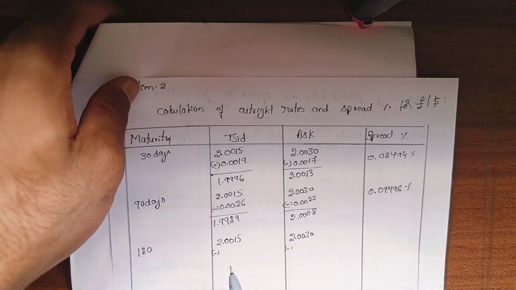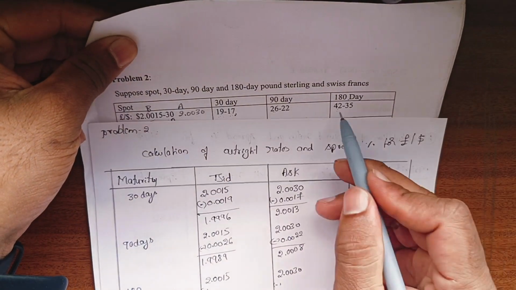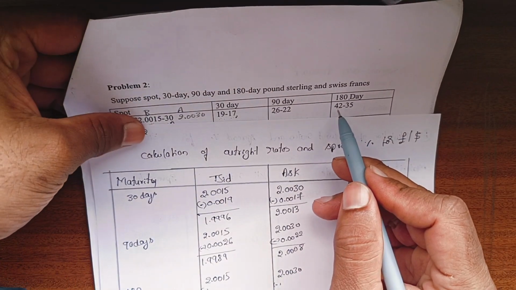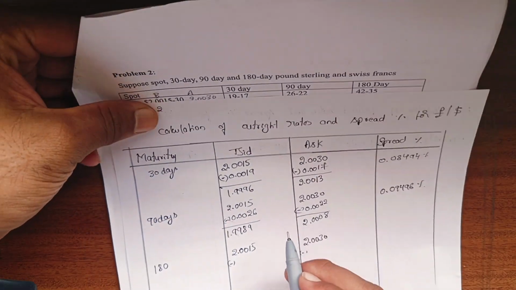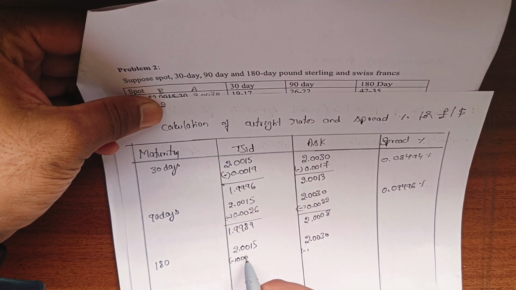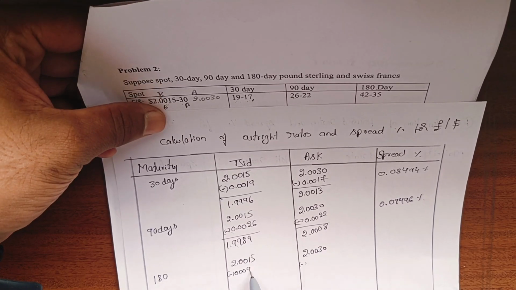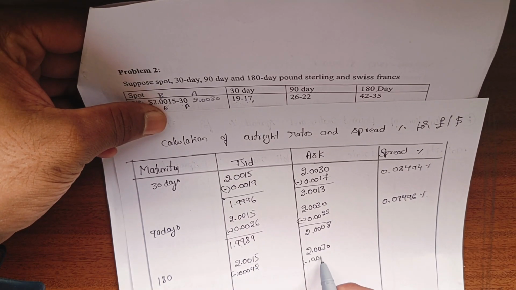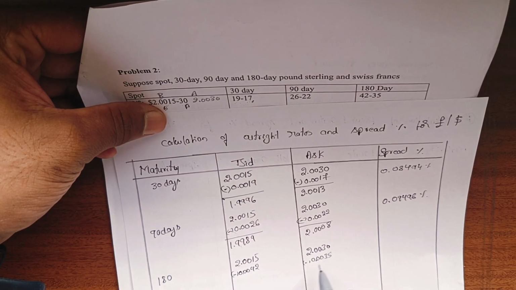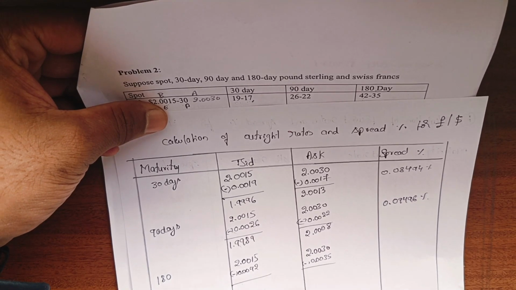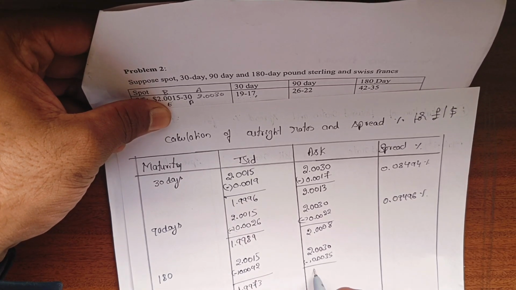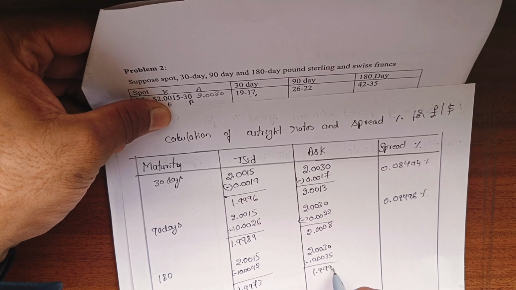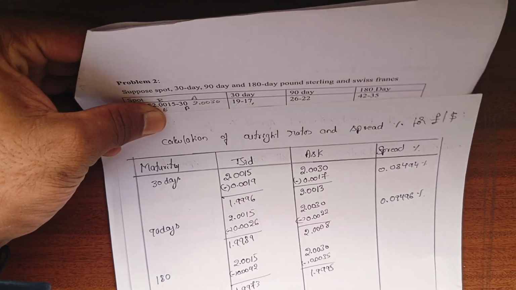So what we need to deduct? We need to deduct what is the rate? 42 and 35. 42 is nothing but 0.0042. 35 is nothing but 0.0035. If we deduct 0.0042 and 0.0035, we'll get 1.9973 and 1.1995. We got bid and ask rate.